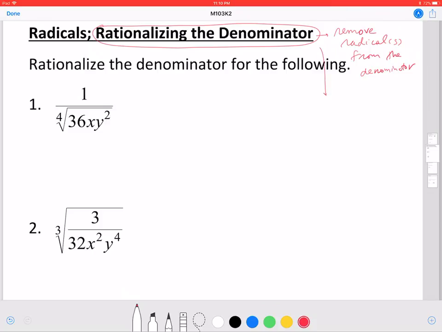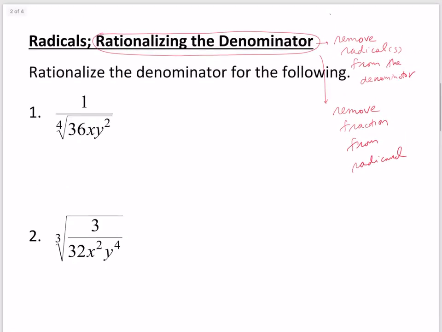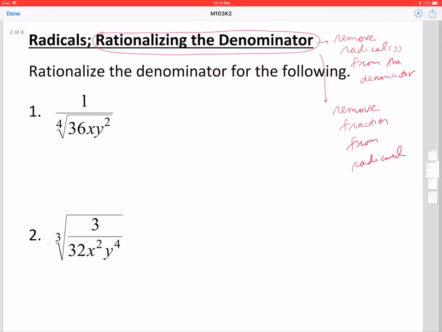The second definition is to remove the fraction from the radicand. Remember, the radicand is anything inside the radical. Like number three, the radicand is that fraction, so we've got to remove that. And there is a third problem. The third problem is this, and we do have a radical, the square root of 5, in the denominator.